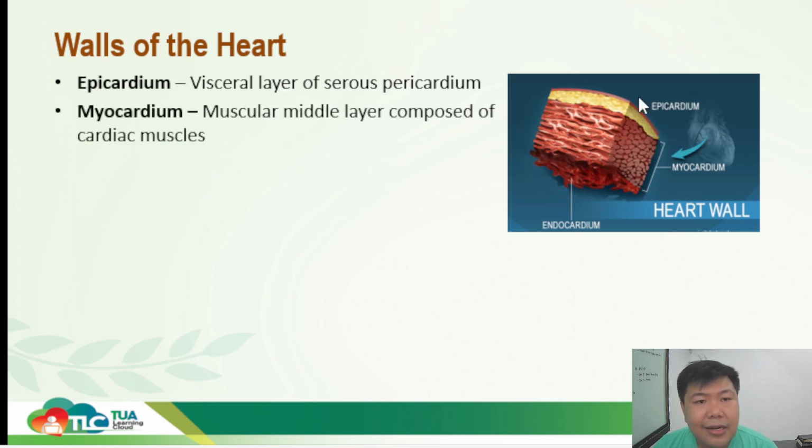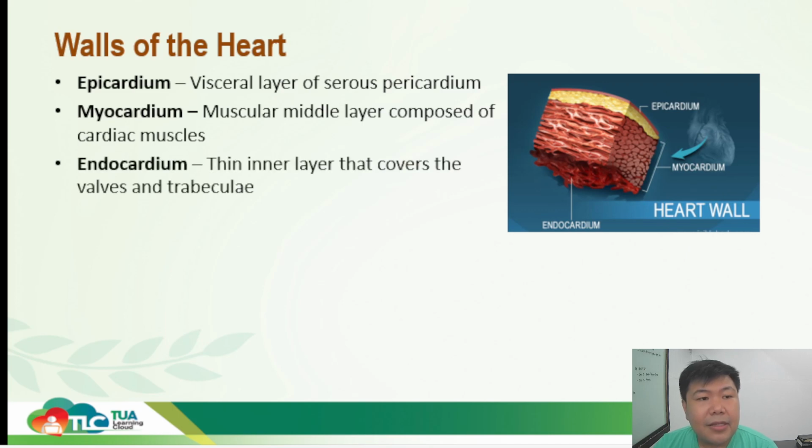The next layer is the thickest one. It is the muscular middle layer composed of your cardiac muscles, and we call that the myocardium. And lastly, we have the endocardium, which is again another thin inner layer that covers the valves and the trabeculae, which you will encounter later on.